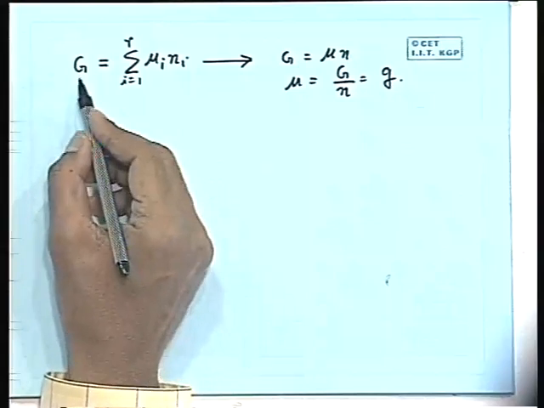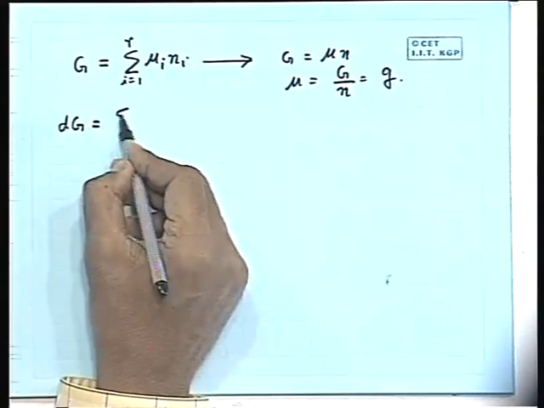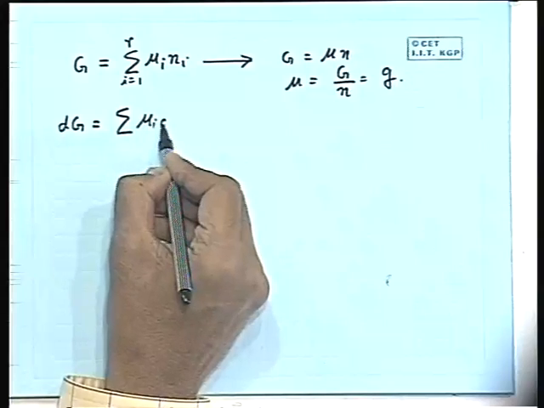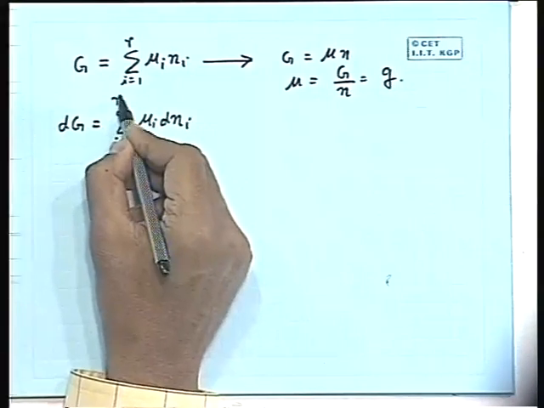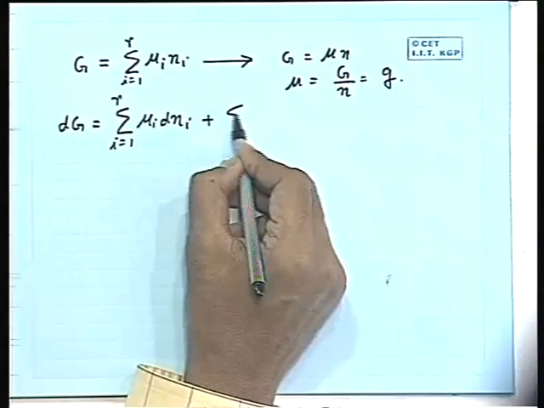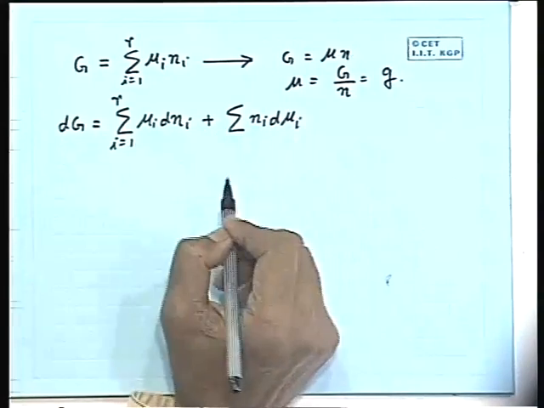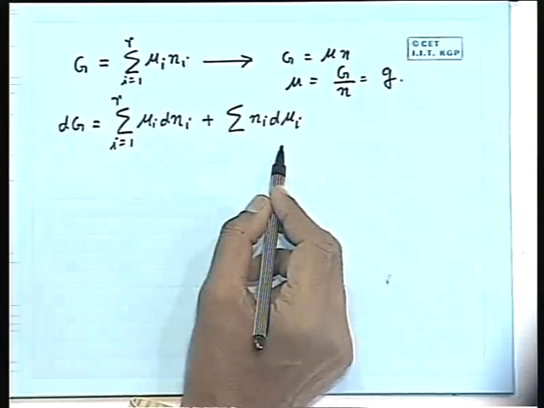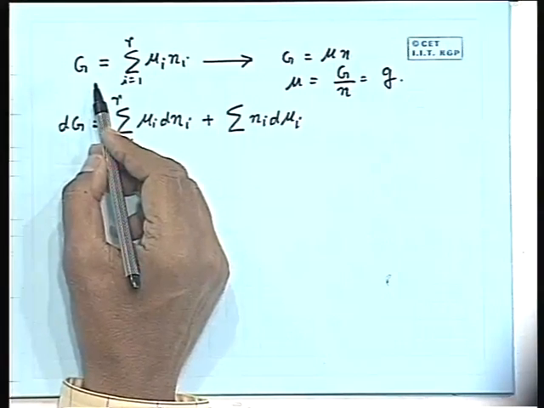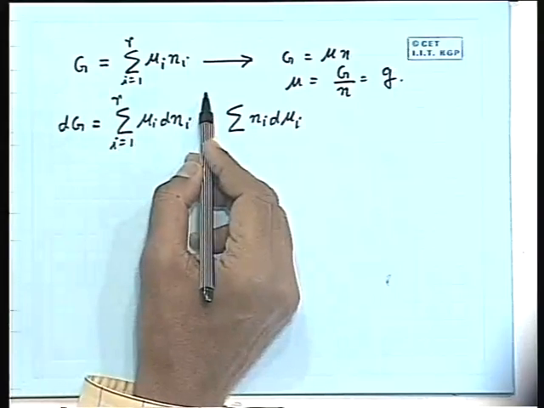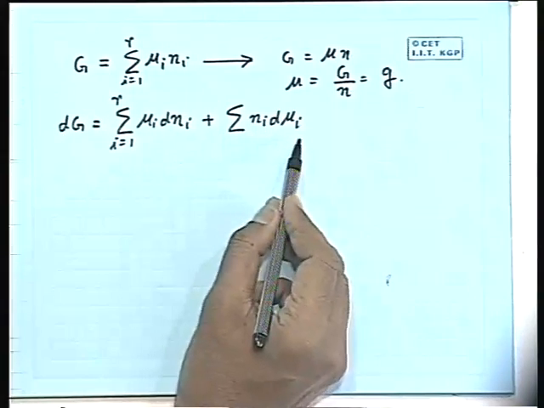Now today we start like this. If we differentiate this, dG, then we get mu i dn i as the first term, summation i equal to 1 to r, plus we get n i d mu i. All right. So these are all at constant pressure and temperature, always. G at T and P, that we get this relationship. dG is mu i dn i plus n i d mu i.